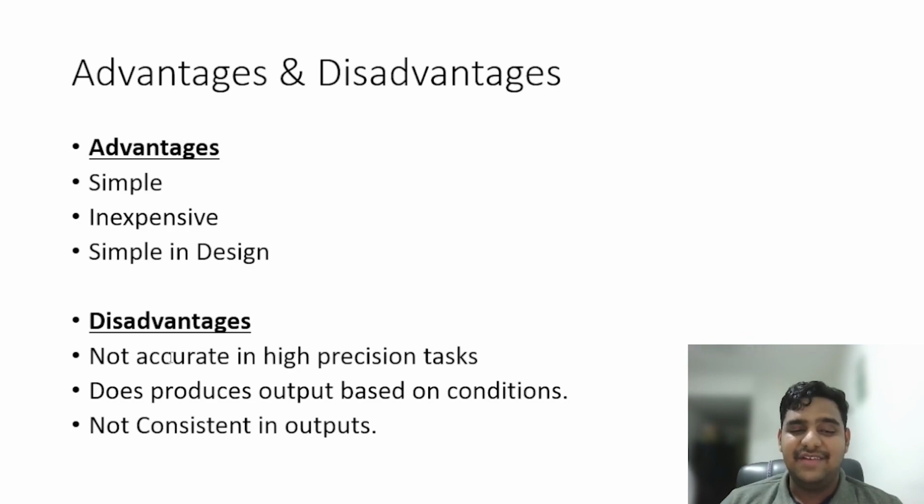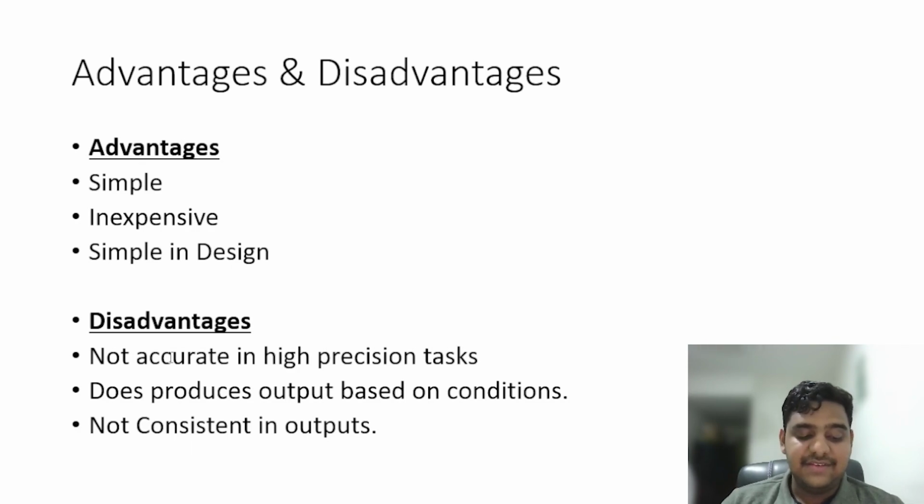On the other hand, there are a few disadvantages as well. In high accuracy or high precision applications, it is not applicable to use an open loop system, as it is not accurate in high precision tasks, and it does not produce output based on the conditions. So it gives output based on what is inputted in the first place, and it also is not consistent in outputs, whereby it may vary from time to time as the loop repeats itself again.